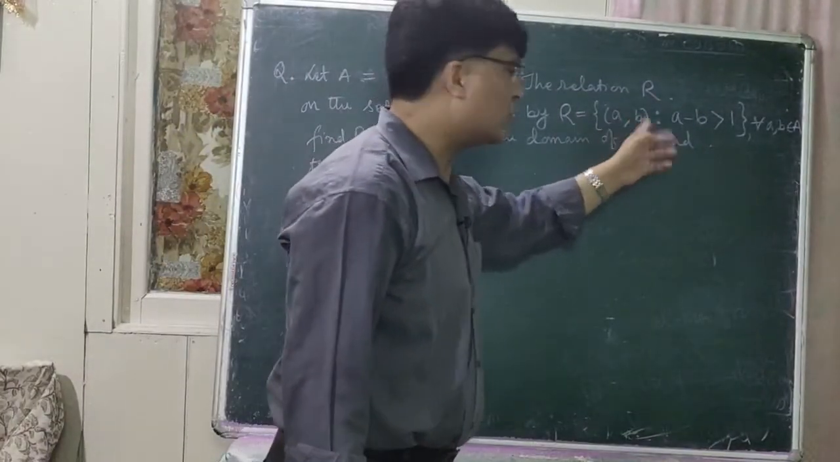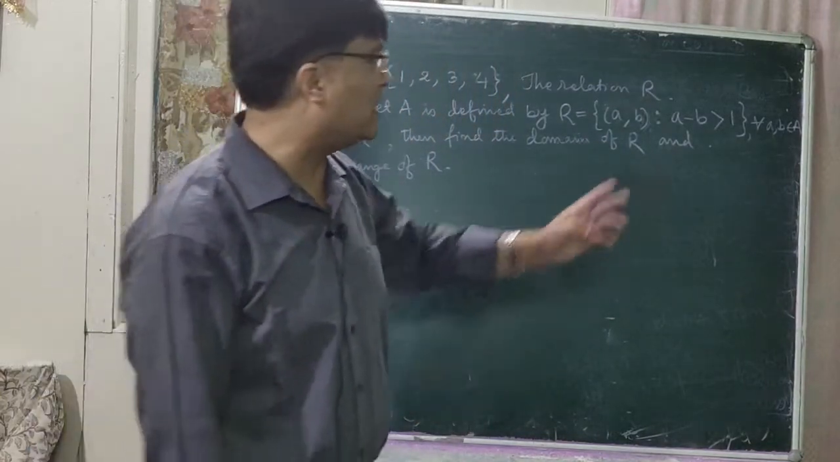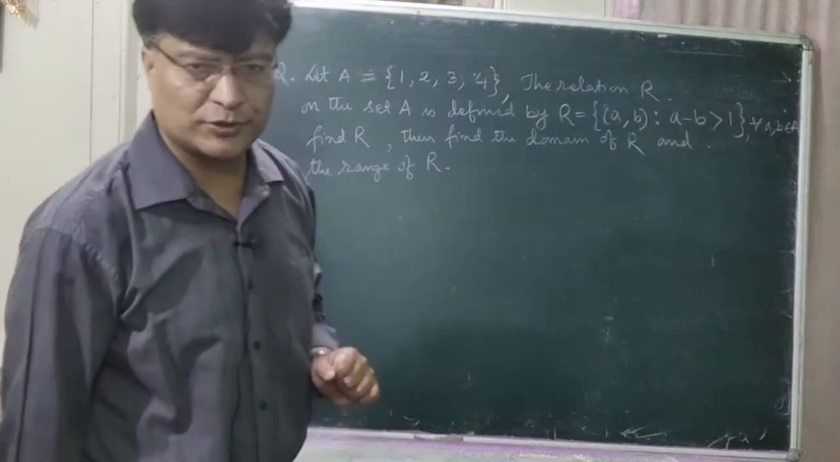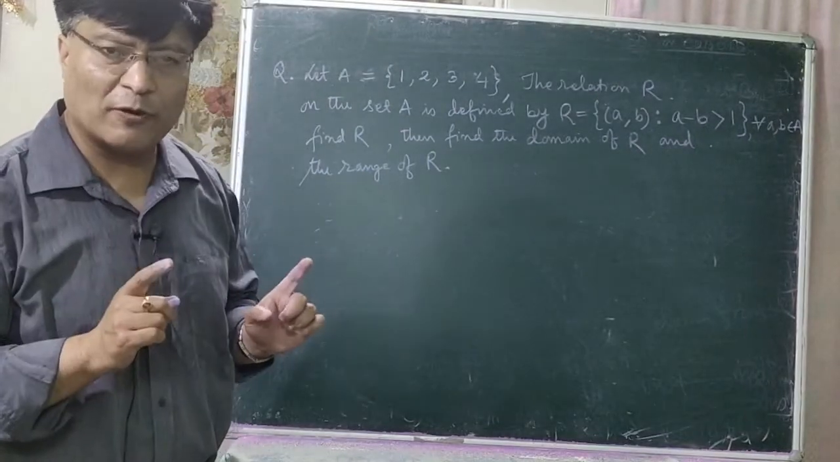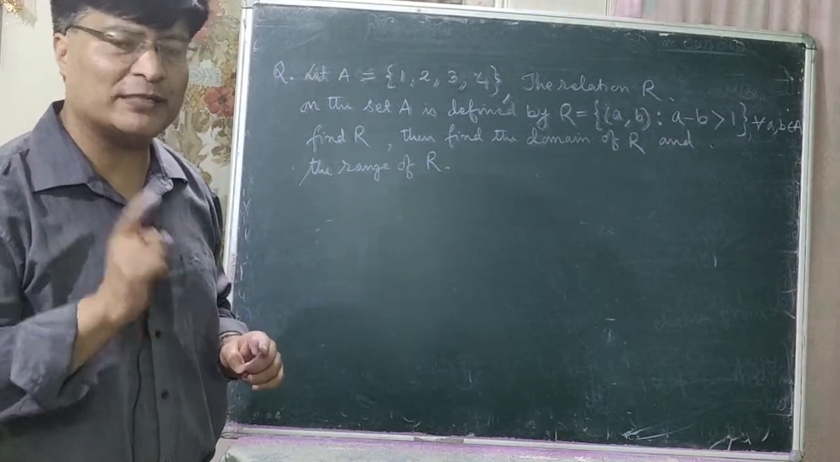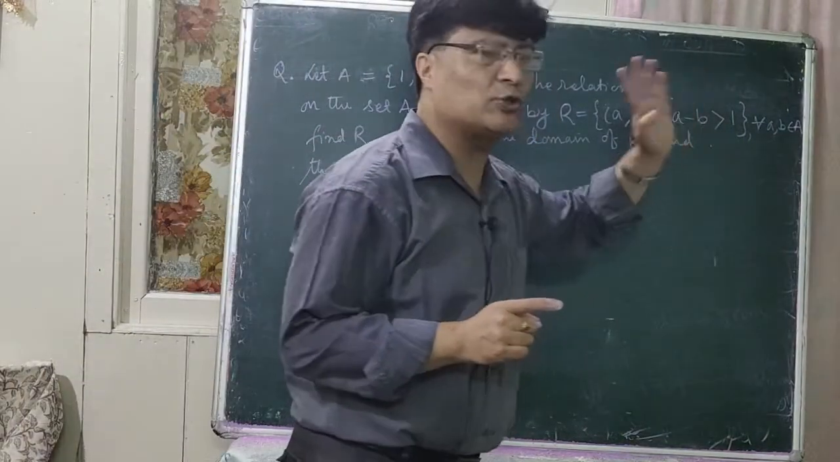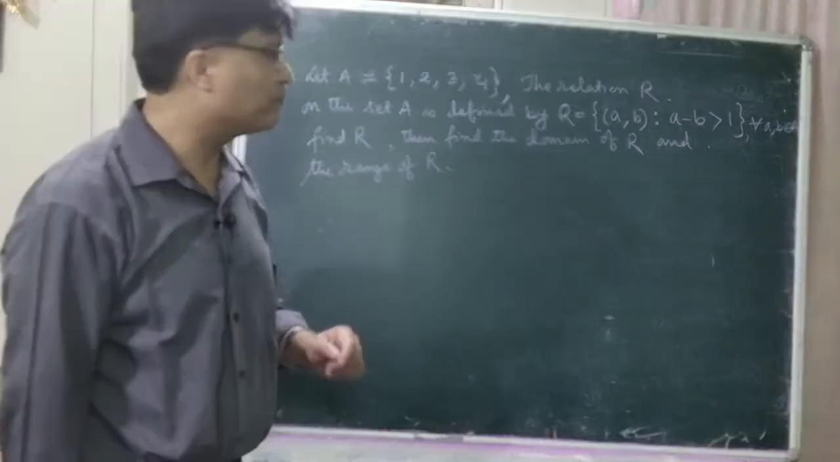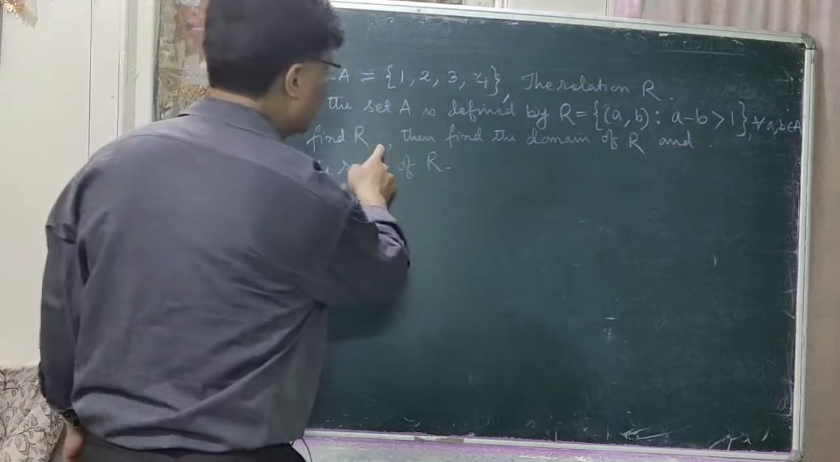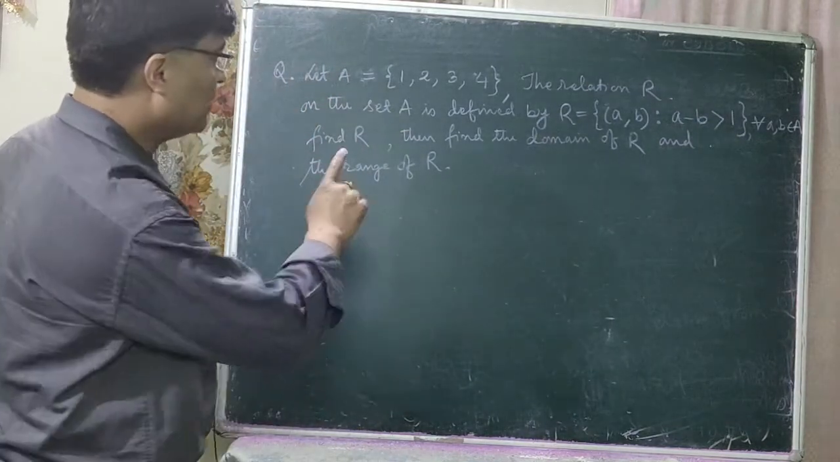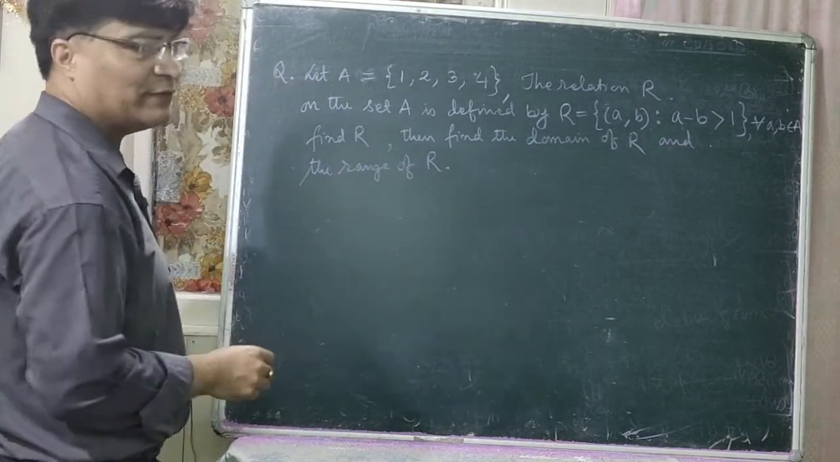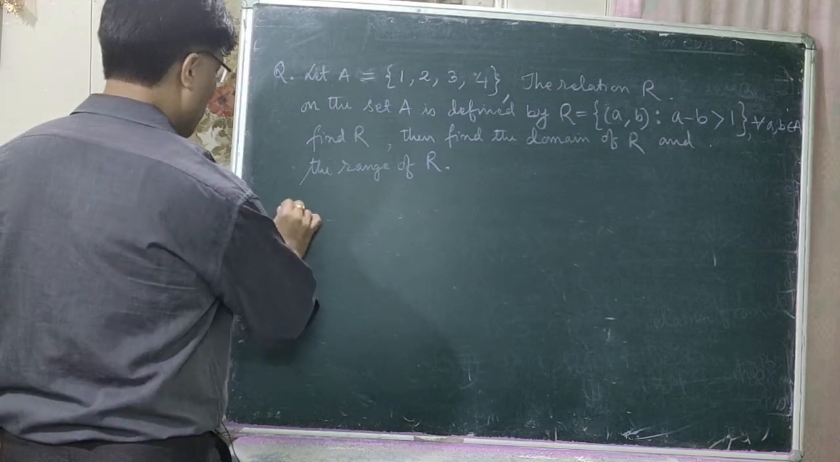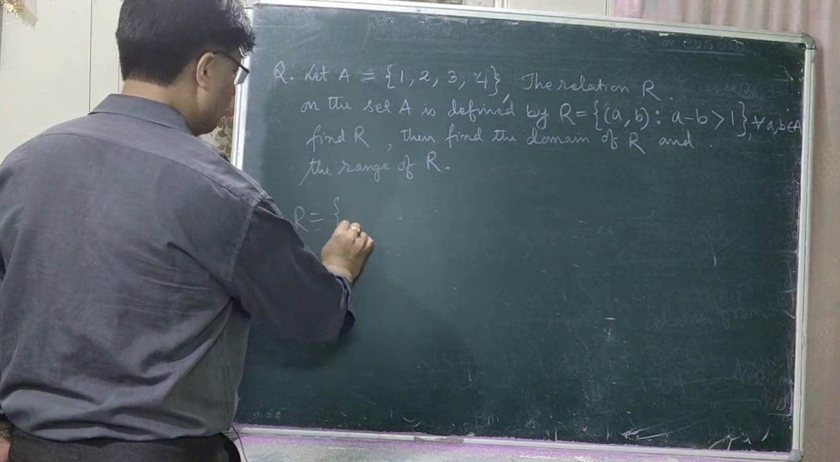So A to B is the set of ordered pairs where a minus b is greater than 1. You have to form the set of ordered pairs (a, b) such that a minus b should always be greater than 1. Is that clear now? So you have to find the relation R first, then you have to find the domain of R and the range of R, right?